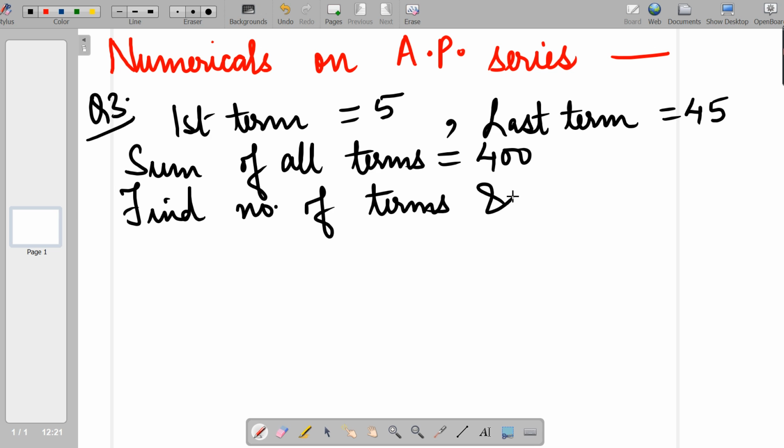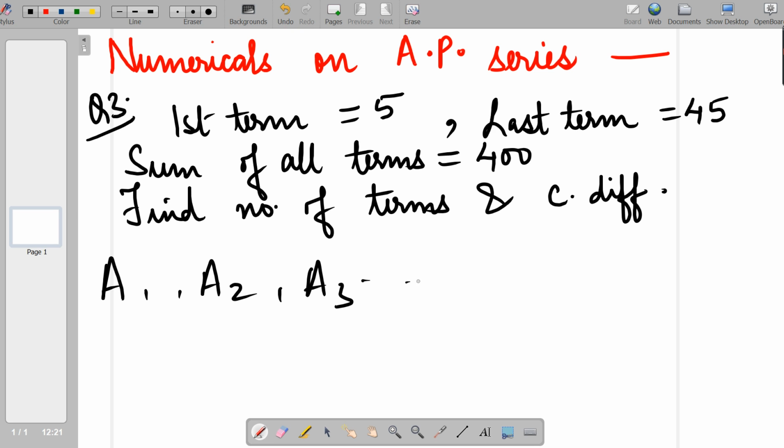You have to find the number of terms and the common difference. This is the thing you have to find. So I'll explain the question first, then we'll start with the solution. The question is saying there is a series. Suppose it has elements like A1, A2, A3 dotted up to AN.